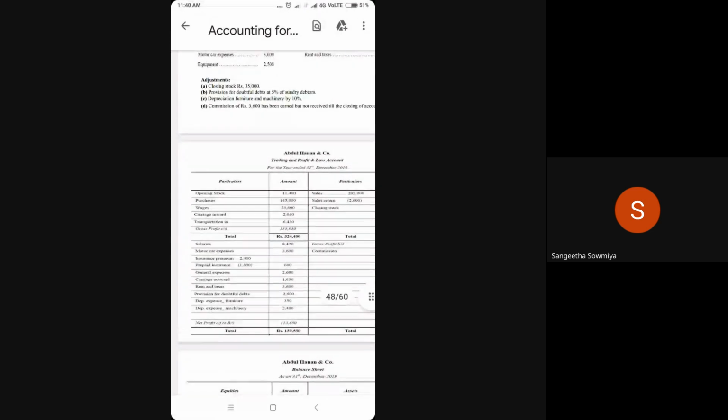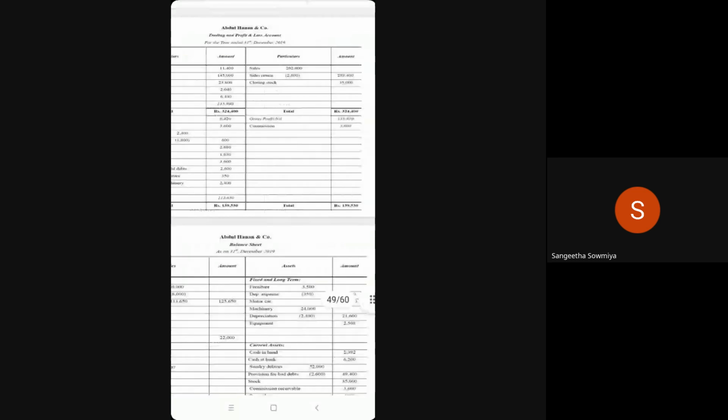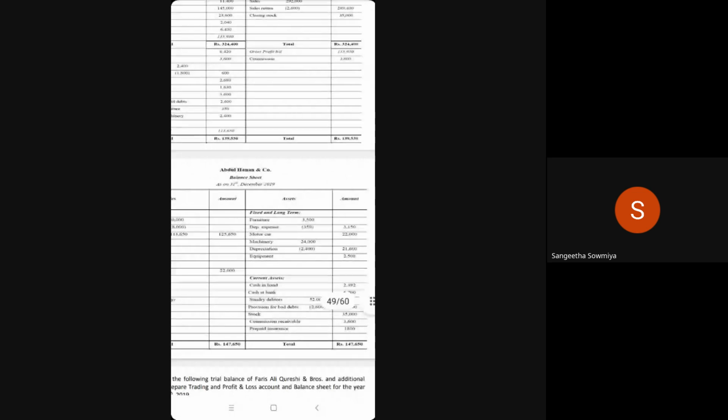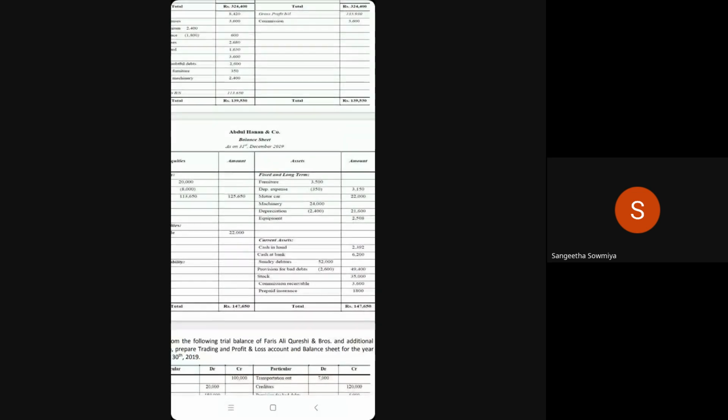52,000 into 5%. How much is it? 2,600. You have to write it in the profit and loss account debit side, and also you have to deduct the same amount from the debtors while preparing the balance sheet. In your balance sheet, asset side, sundry debtors 52,000 less provision for bad debts, you have to write it. Okay, keep that in your mind.